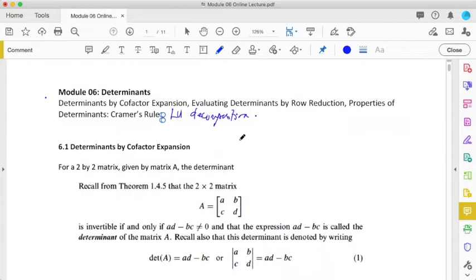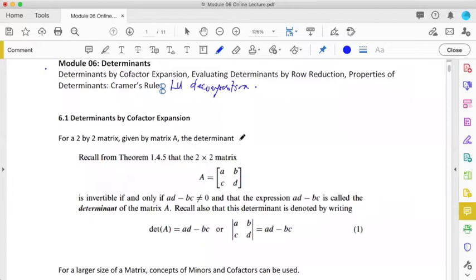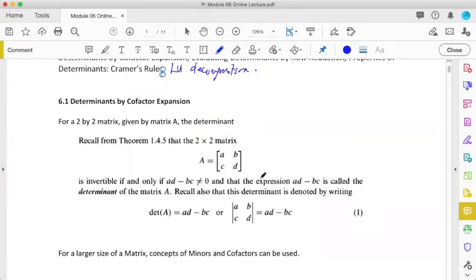So we start with the first subsection, which is determinants by cofactor expansions. For a 2 by 2 matrix, given matrix A, we can find the determinant of this matrix by simply using this equation, where we take coefficient A, multiply with coefficient D, so we have AD, minus we take coefficient B, multiply with coefficient C. If you solve that, then you get your determinant.